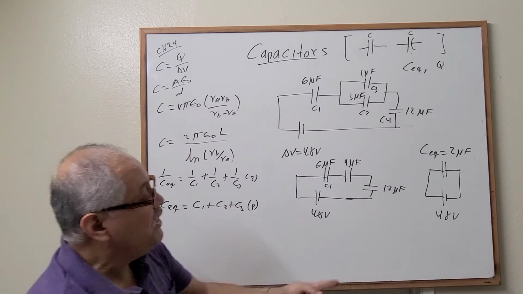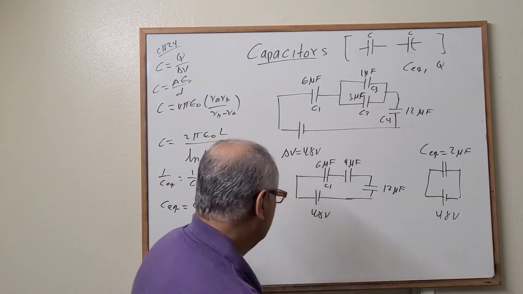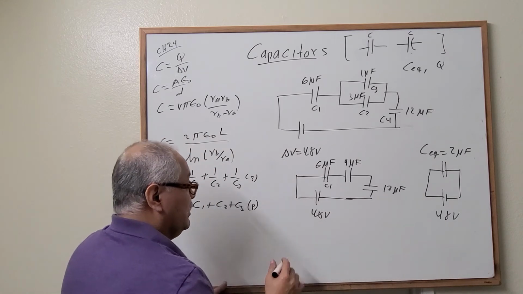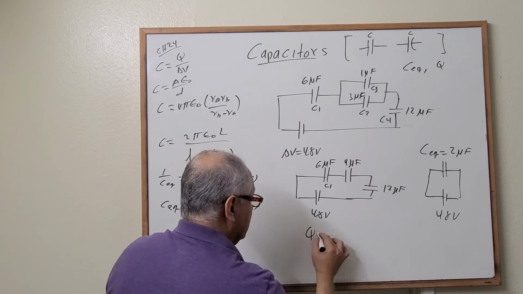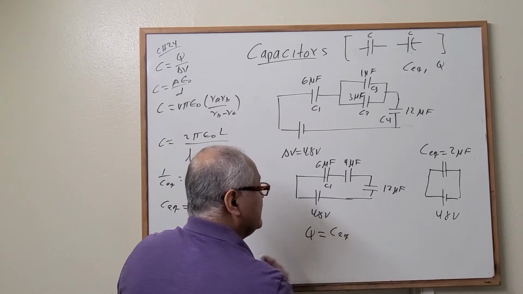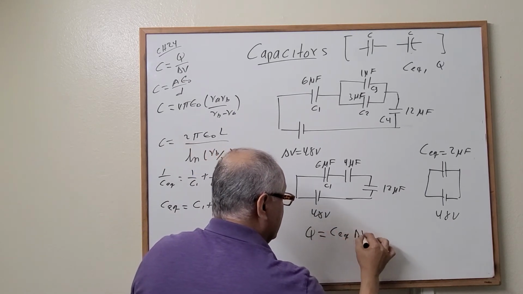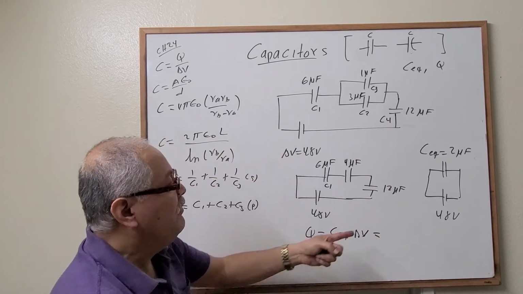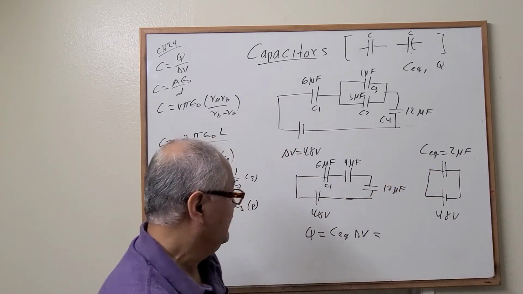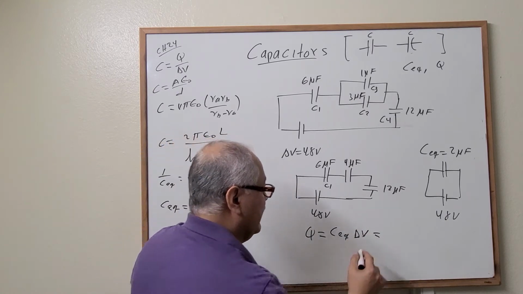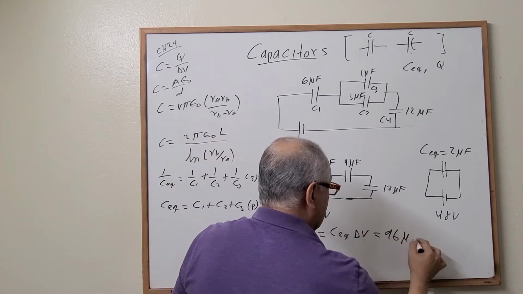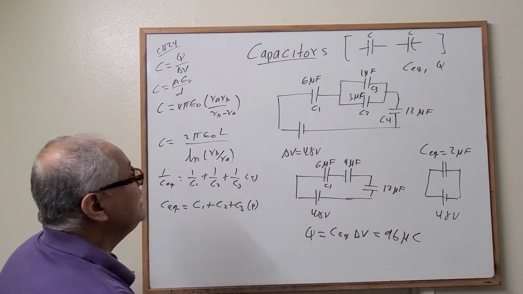Okay, now from here we can find the total charge. The total charge is equal to, using the equation for the capacitance, charge equals the equivalent capacitance times voltage. What is the equivalent? 2 microfarad, correct, times the voltage, 2 times 48 is going to be 96, right? 96 microcoulombs. So this is the total charge.